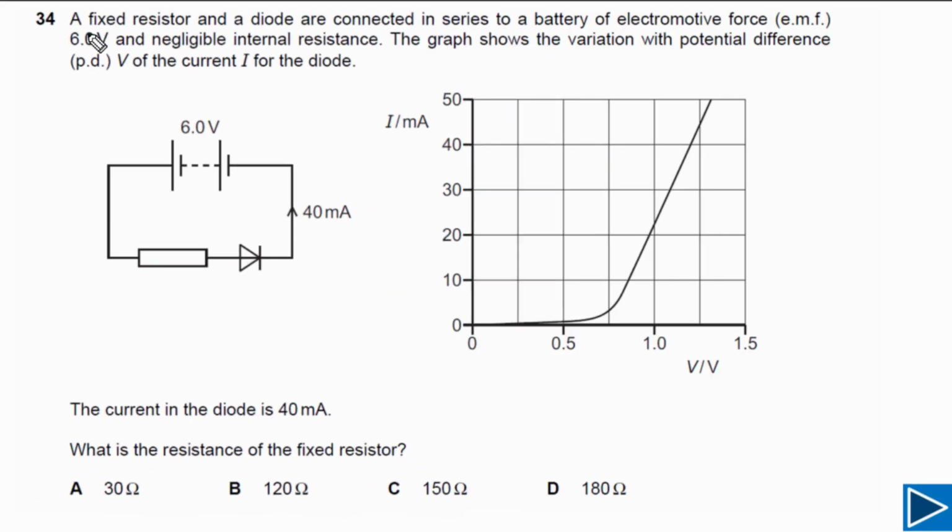For question number 34, it is given to us a fixed resistor and a diode are connected in series to a battery of electromotive force 6.0 volts and negligible internal resistance.